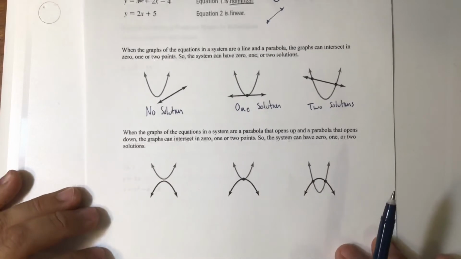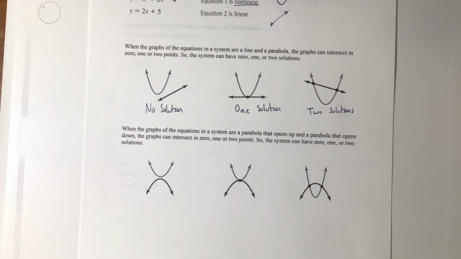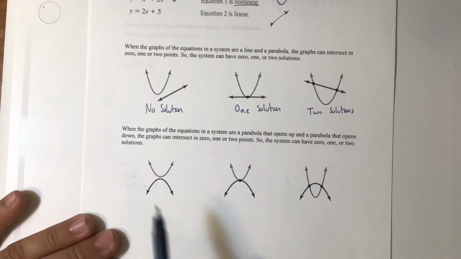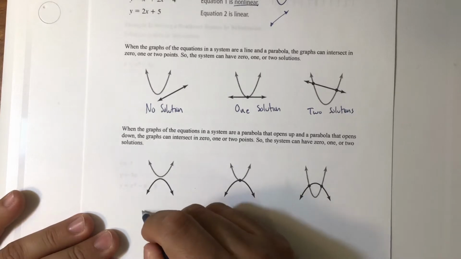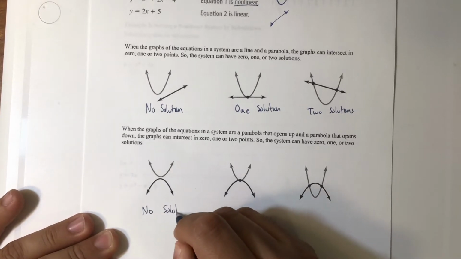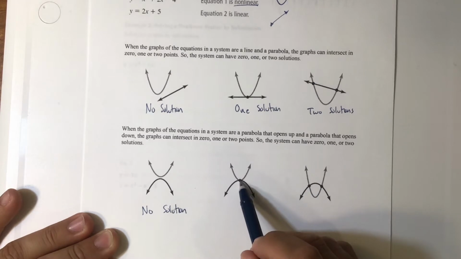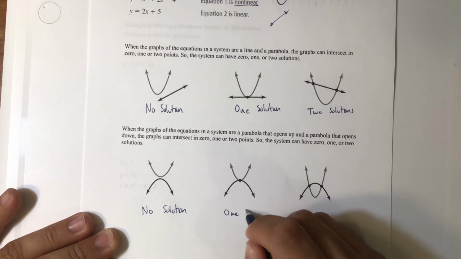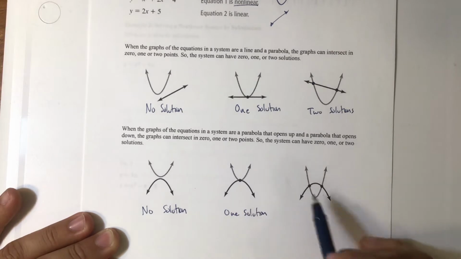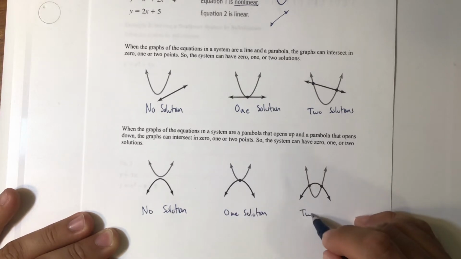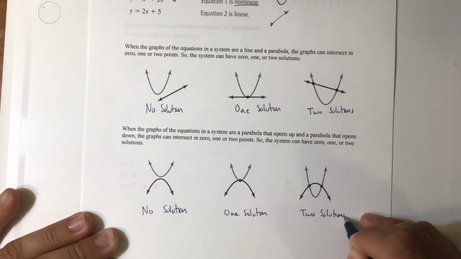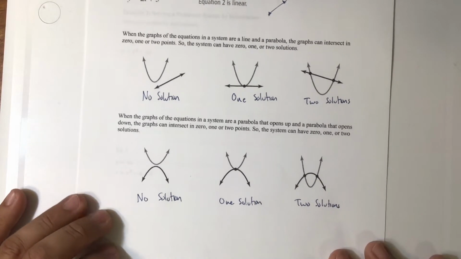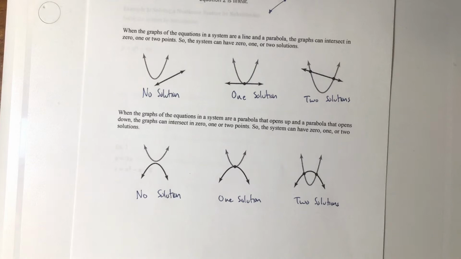All right. Now it says when the graphs of the equations in the system are a parabola that opens up and a parabola that opens down, the graphs can intersect in 0, 1, or 2 points. So the system can have 0, 1, or 2 solutions. Just like before, here we can see they don't intersect, so that's no solution, or 0 solutions. Here they intersect at their vertices, so that's 1 solution. And then here they intersect twice, so that's 2 solutions. Okay, so that's how you can tell graphically what they look like.